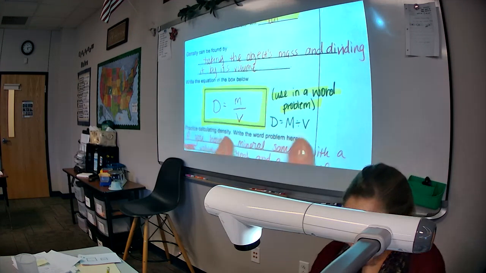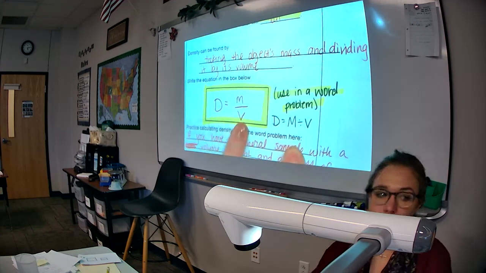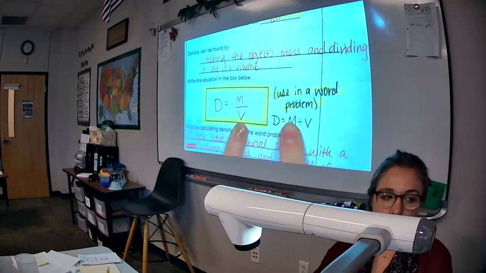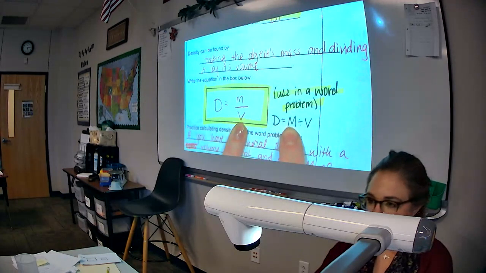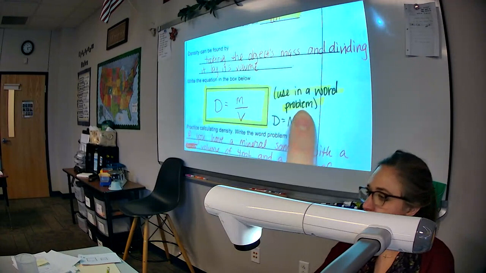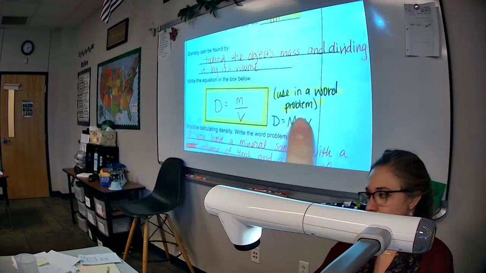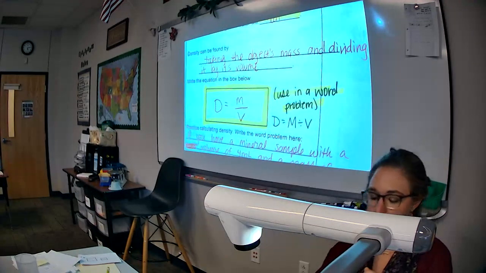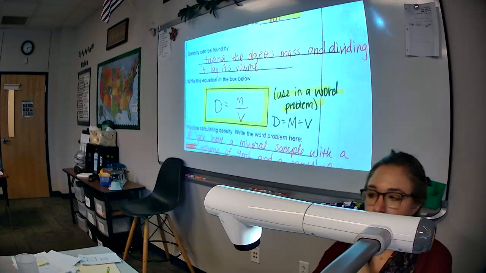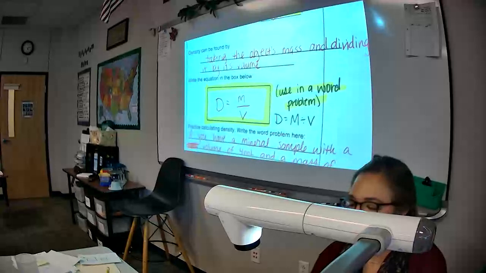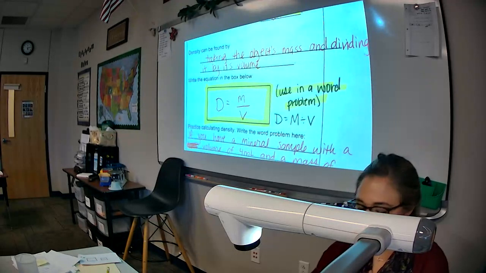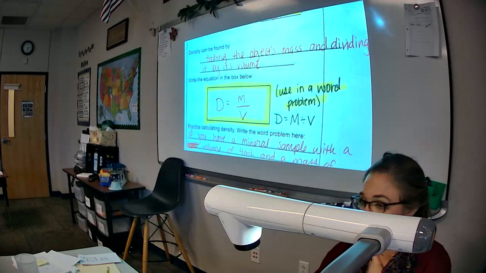You should have it written both ways, D equals M over V, as well as D equals M divided by V. I also want you to write above that or near it somewhere: you're going to have to use this in a word problem. I'm going to show you how to do that here in a minute. It will be exactly like we have right below the box, where I had you rewrite that word problem and then we had to solve it.